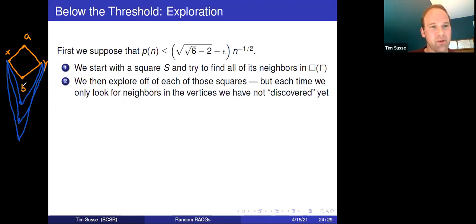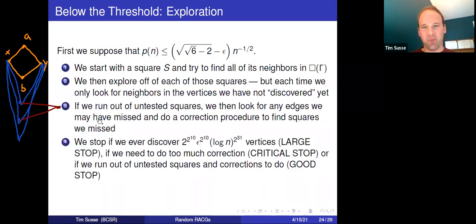But when we do that, we don't want to repeat any of the vertices that we've seen before. So what we're going to do is look for common neighbors that are new, vertices that we haven't discovered yet. And so this is how we're going to model our branching process.